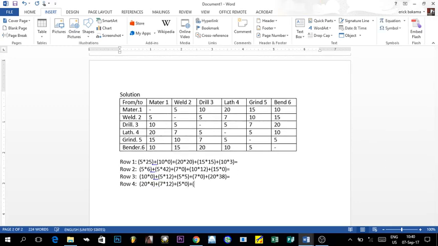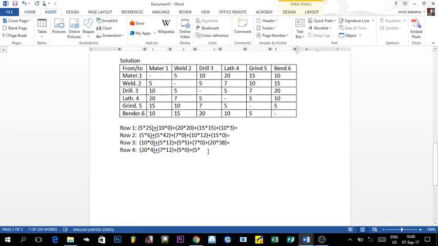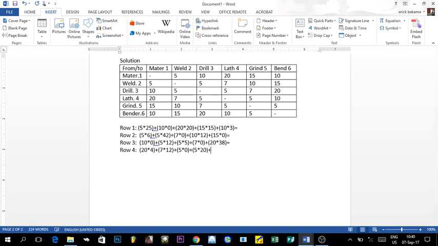Plus. Now we are not doing room 4 and room 4. We do room 4 and room 5. The distance is 5 again. And now how many units are moving from the lathe to the grind? So we go back here, lathe and grind. We have 20 units that are moving. So we have our 20 units here.